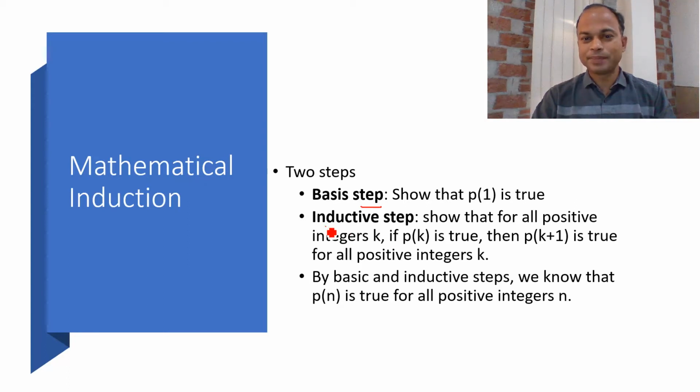And further we have the inductive step. In the inductive step, we have to assume that Pk is true. After this assumption, we have to prove that Pk plus 1 is true for all positive integers k. If we are able to prove this, then we can say that Pn is true for all positive numbers. So this is mathematical induction, and we will use these rules to prove a few formulas.